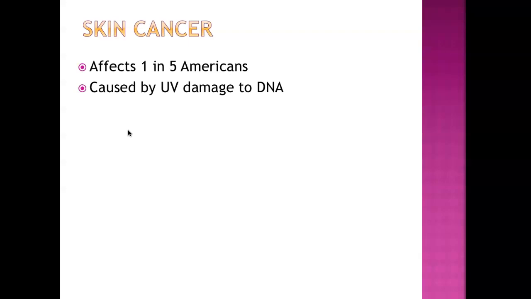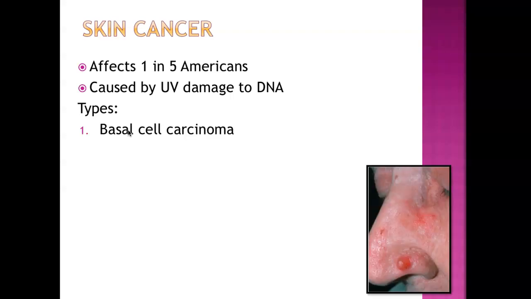It's caused by UV damage to DNA, and DNA mutations are going to produce faulty proteins, and faulty proteins are going to cause an excess division of skin cells. Excess division. So cancer ultimately is a dysregulation in the cell cycle, a dysregulation in the division of cells. So there's too many cells that are dividing, and that's when you get a tumor, a big mass. There are different types of skin cancer. I want to go over the 3 types.